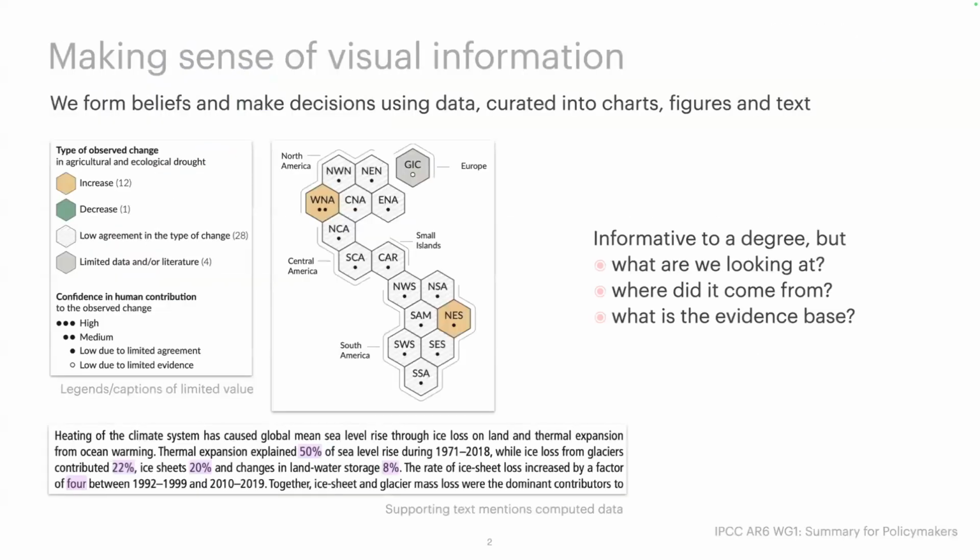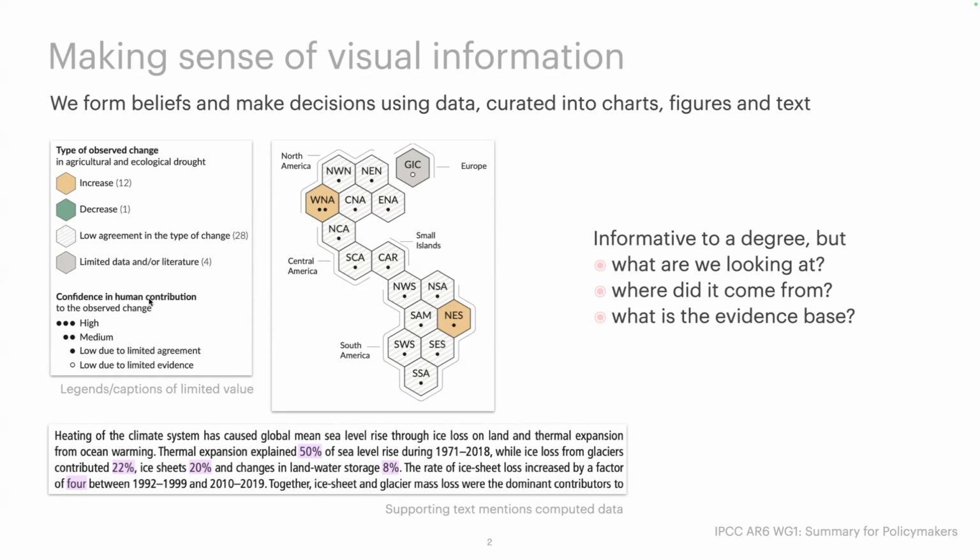We understand and make decisions about the world around us using data. This data has been curated by scientists and journalists into charts, figures, reports, articles, and so on. These figures here are taken from the Working Group 1 Summary for Policymakers from the last IPCC assessment report. We have a chart here, but it's not clear just from looking at the chart and the legends, perhaps, what we're looking at or how these things were calculated. There might be some accompanying text, but it's not clear what science is being referred to or where these numbers come from, for example. And there's a lot of nuance here.